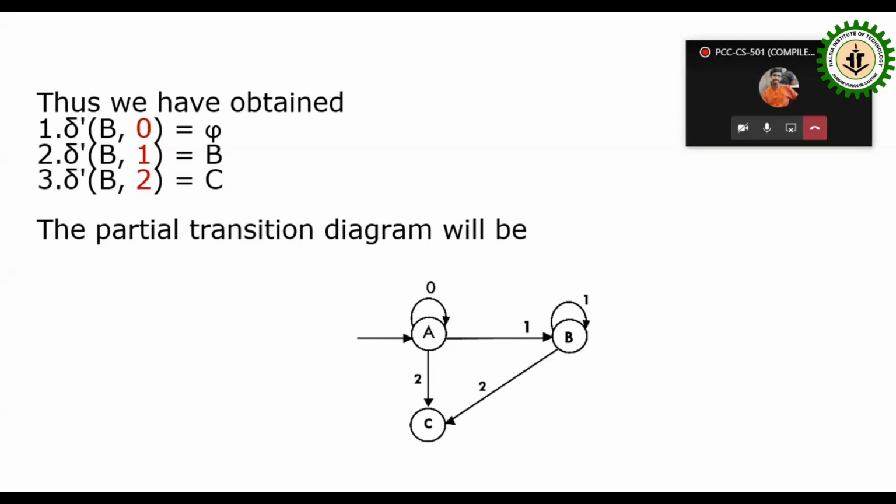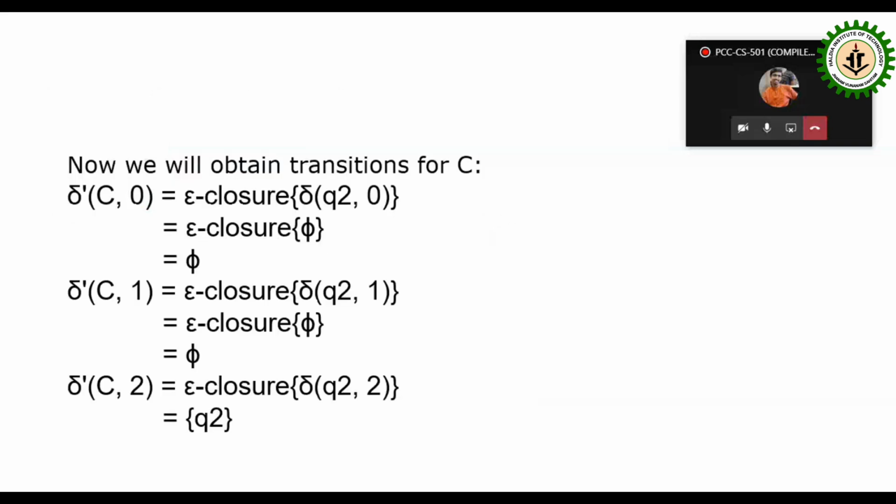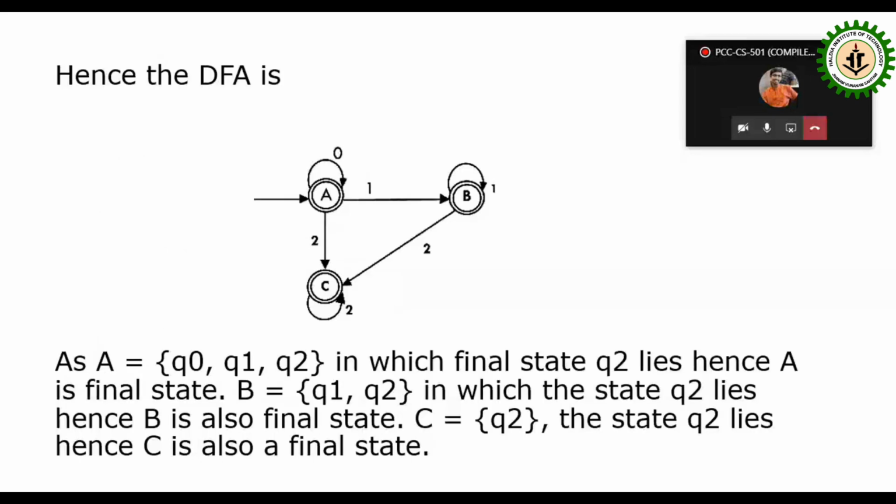So what will be the partial DFA? From B for 1 input you are reaching B directly, a self loop. For 2 input you are reaching C. Next, for C with input 0, 1 and 2: for 0 input that is going to phi, for 1 input that is going to phi, and for 2 input that is going to Q2. Q2 means C itself. So we can write the DFA like that.